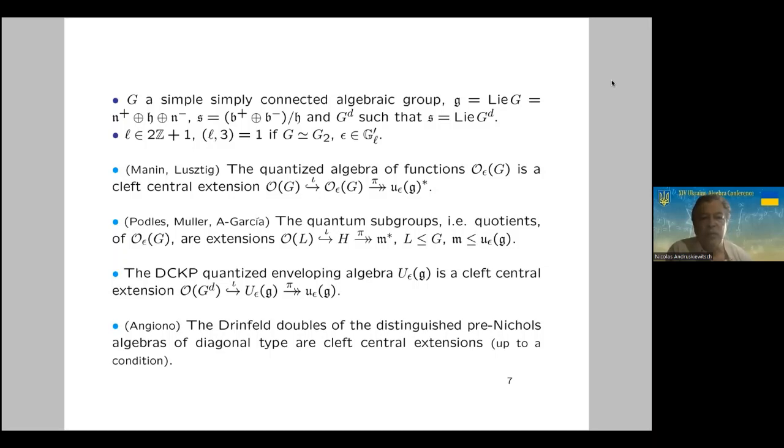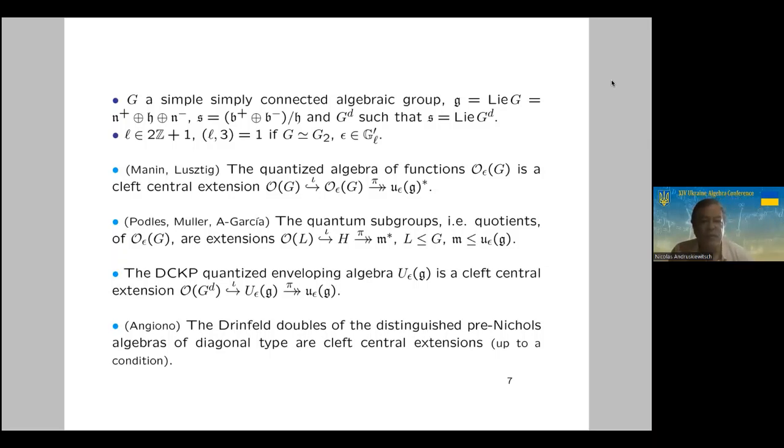Then I take a group G^D such that the Lie algebra of G^D is the algebra S I just described. In terms of Poisson-Lie groups, G^D is the Poisson dual of G. Now take l, an odd positive number, which is coprime to 3 if G is of type G2. And take epsilon, a primitive root of unity of order l.